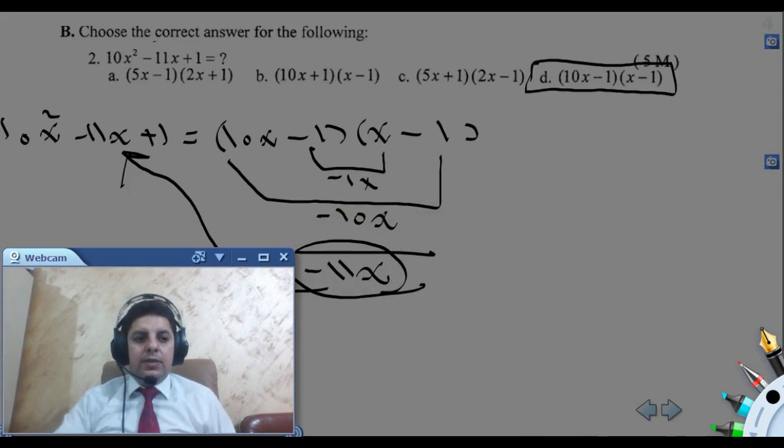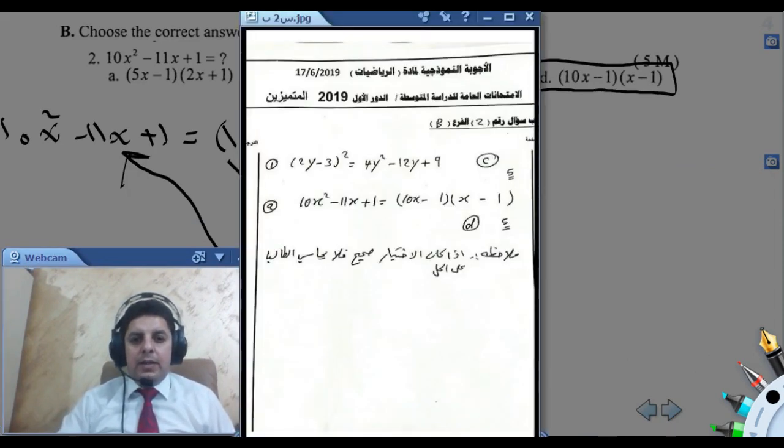Look at the division of answers. The question 10x squared minus 11x plus 1 has 5 degrees.